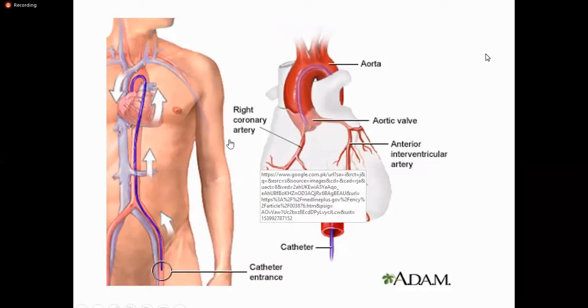Whenever there is a narrowing or stenosis of the coronary artery, if we want to do a PCI, PCI means percutaneous coronary intervention. There are two methods which are widely used. One is to insert a balloon into the narrowed coronary artery and inflate the balloon to increase the lumen of the coronary artery. And the second method is to place a stent into the stenotic coronary artery. I'll show you the picture. So this is the radial approach.